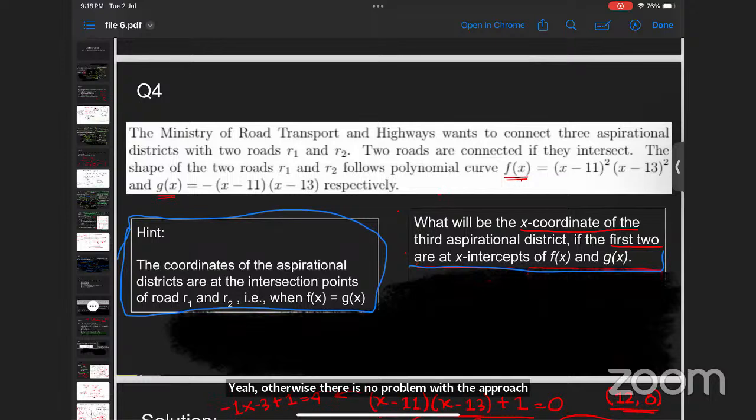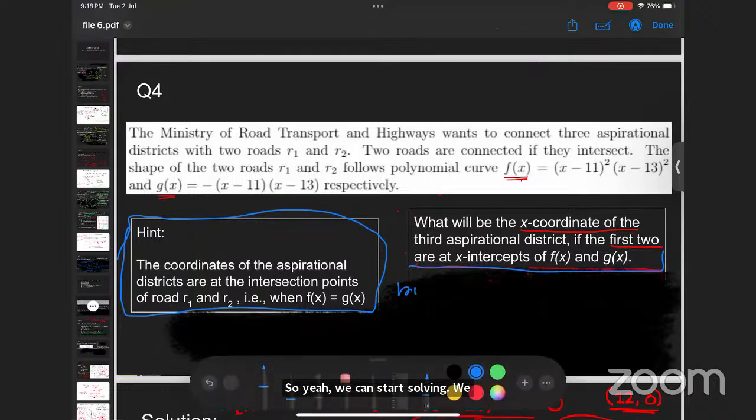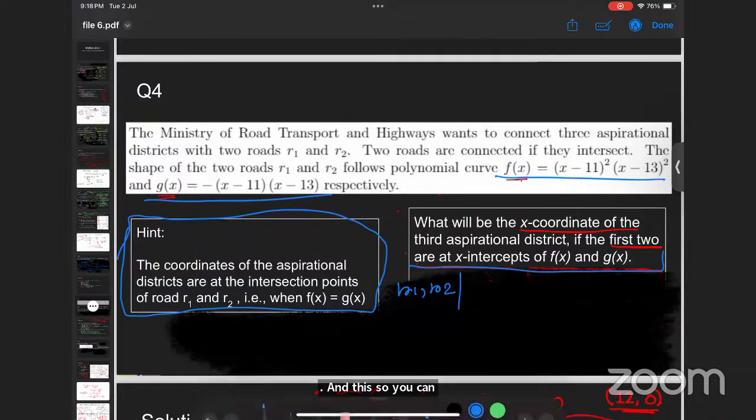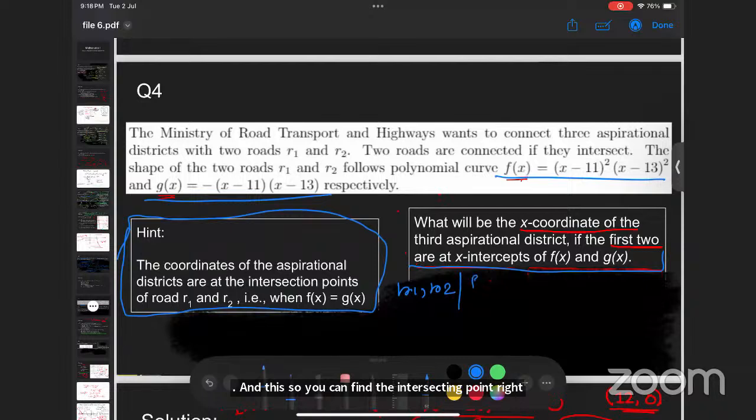So we have x equals 12. Many of you are saying it's 12. Okay. So yeah, we can start solving. We have two curves, R1 and R2. So you can find the intersecting point, right? What will be the intersecting point? We have the solution x equals 11 and 13. Here also 11 and 13.